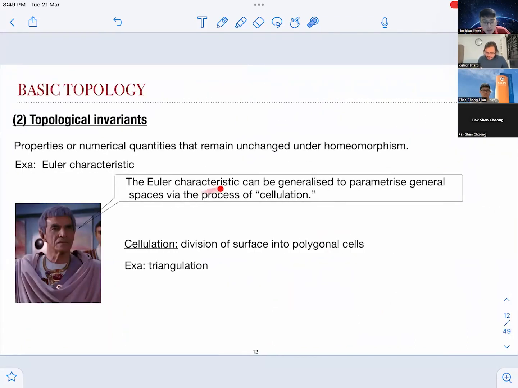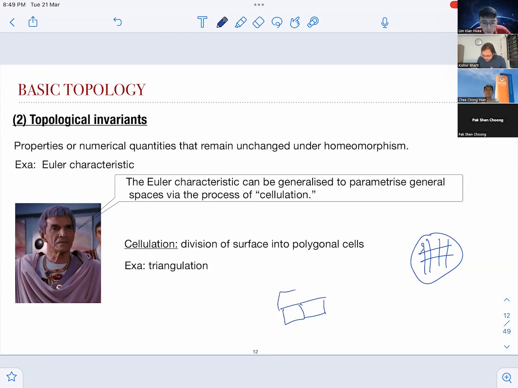So the Euler characteristic can be generalized. We saw the Euler characteristic for these nice objects, but what about a sphere and a torus and so on? Can you calculate the Euler characteristic for that? The idea is simple. Basically, you generalize the Euler characteristic to general surfaces by the process of cellulation. Cellulation is nothing but you try to cover the surface. You have seen the soccer ball, right? The soccer ball gets cellulated by pentagons and hexagons.